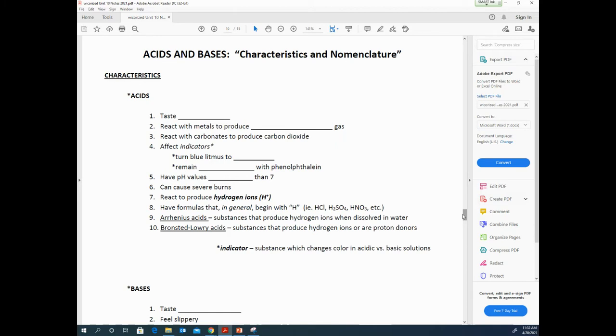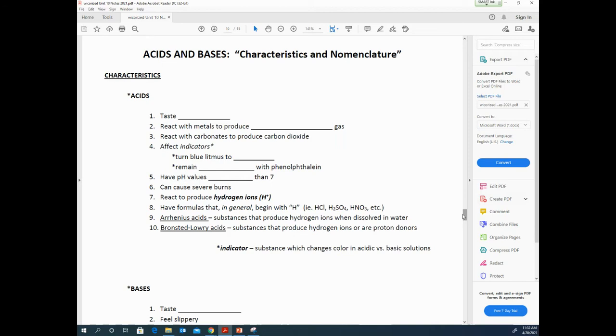So characteristics of acids and bases. For one, let's just say what an acid and base is real fast. An acid is something that has a pH less than 7, and a base is something that has a pH more than 7. And we're giving you some characteristics. You can start thinking of what these things might be in your head.